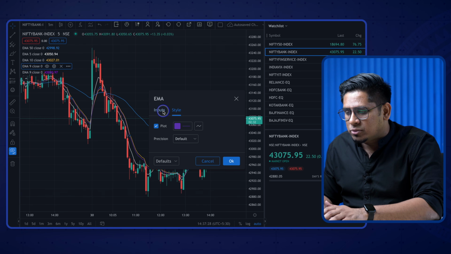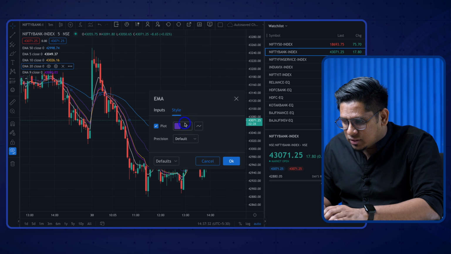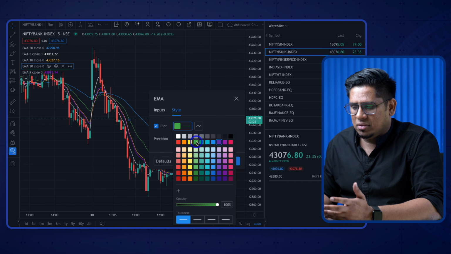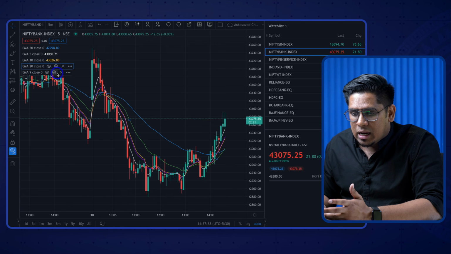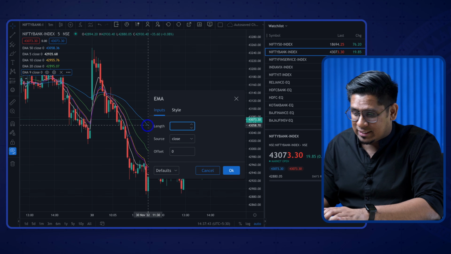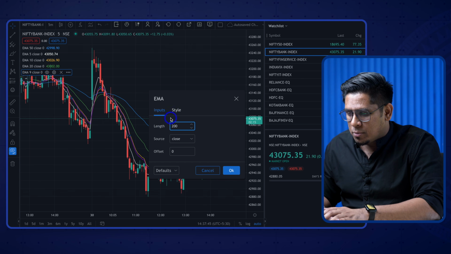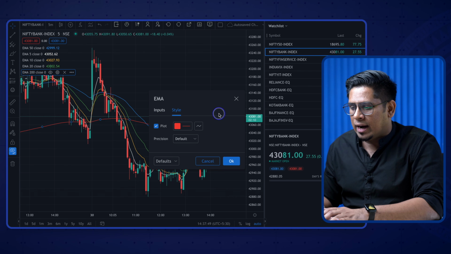Now I'm coming here, I'm changing this into, say, 20. Yeah, 20, and style color I need to change it to, say, green. Green is fine. Okay, so I've added that. And finally, I'll also love to go with the 200 EMA. This is also very interesting, right? So 200 is what I'm going with. And color I'll select. Red hasn't been selected, right? So let's go with red.